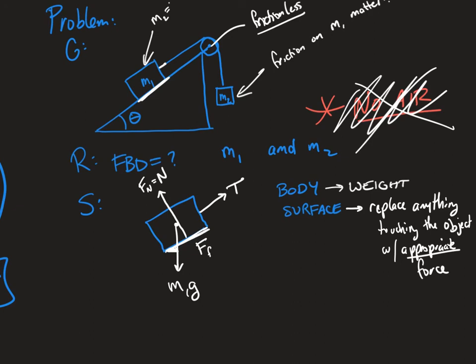So that's how we draw a free body diagram. We replace everything that's touching it with forces. At some point, we'll start replacing them with moments as well. But for now, let's not worry about that.